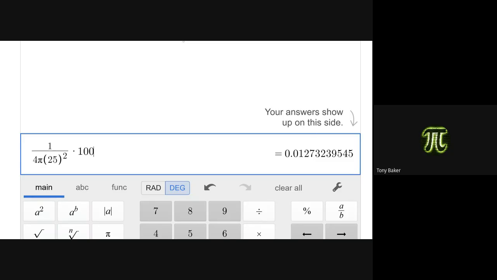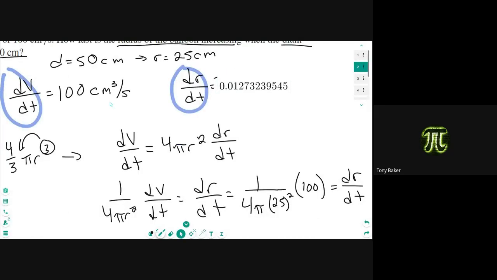So there's my answer. The other thing that's actually really important in terms of this is the units. So it'd be that, and it'd be centimeters per second, because the radius is increasing by centimeters, and it's per second.